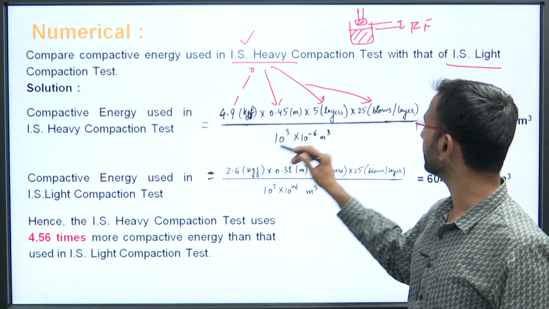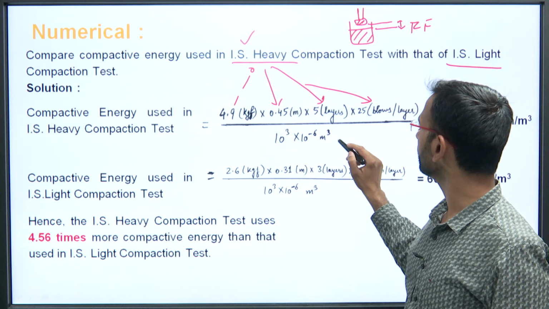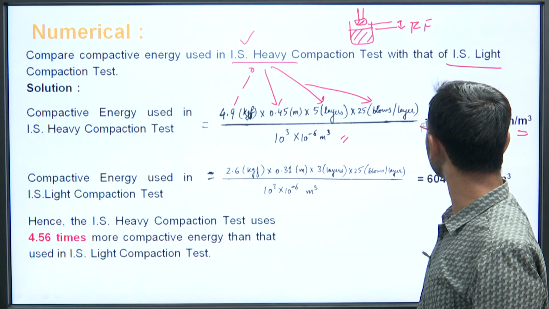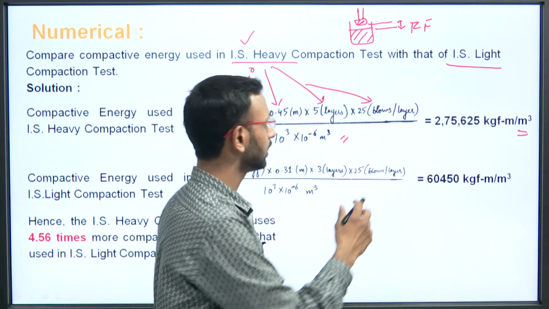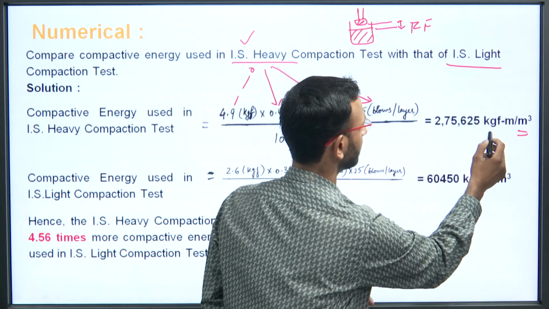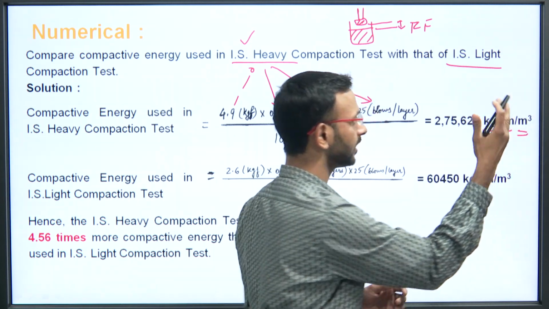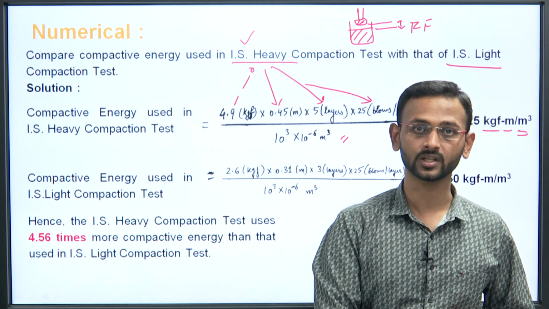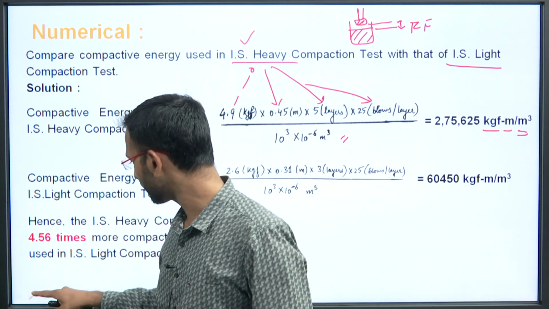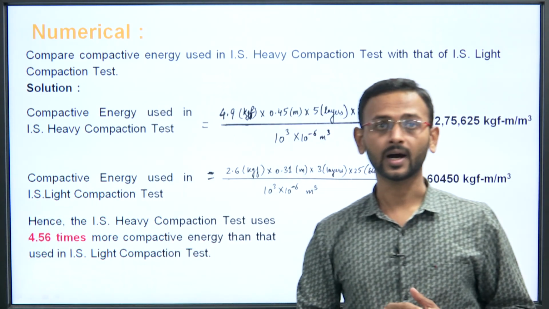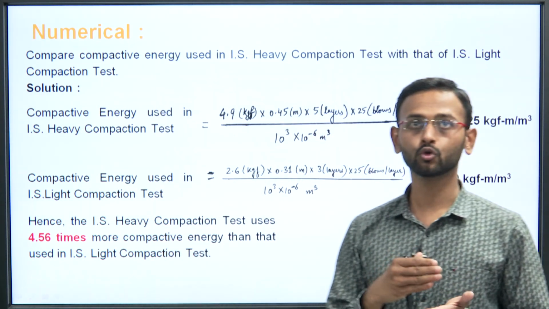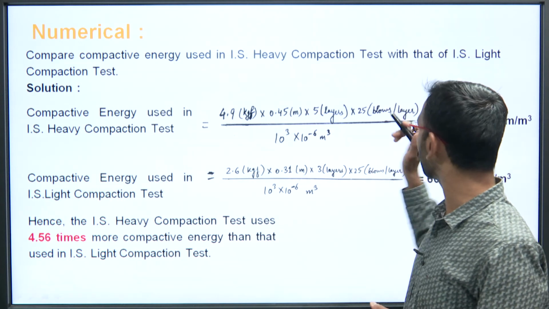And then we take the energy per meter cube. The energy comes out to be 2,75,625 kilogram force meter per meter cube. This is the compactive energy used in the IS heavy compaction test. Now see here, when we talk about the light compaction test, what happened there? In that case we used a 2.6 kgf hammer.